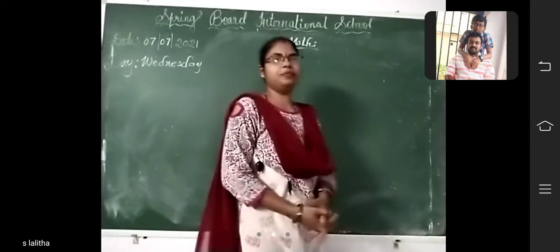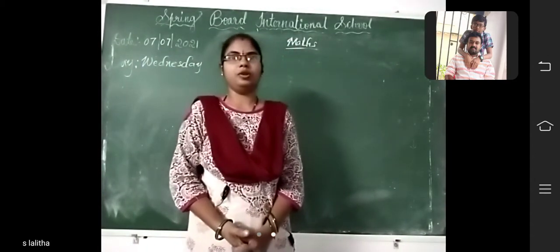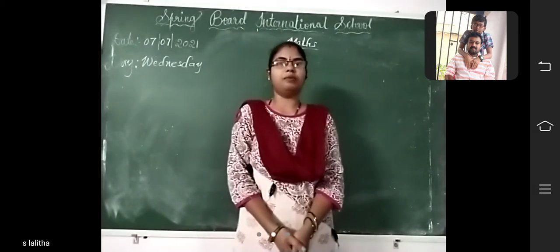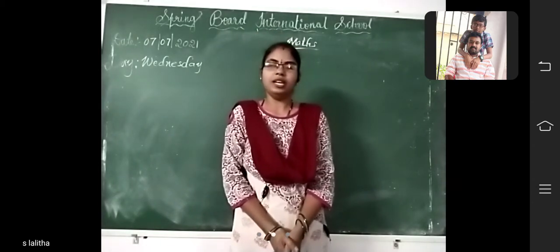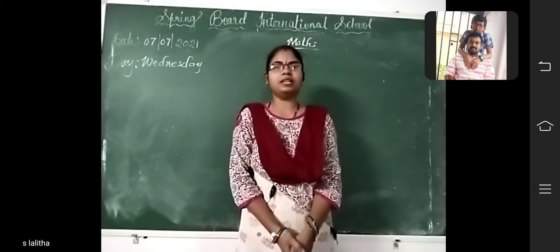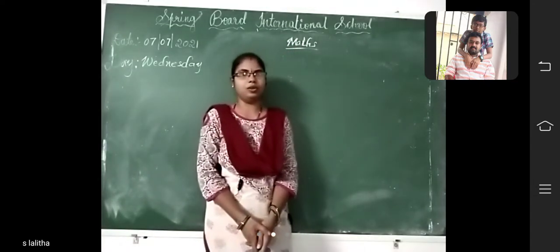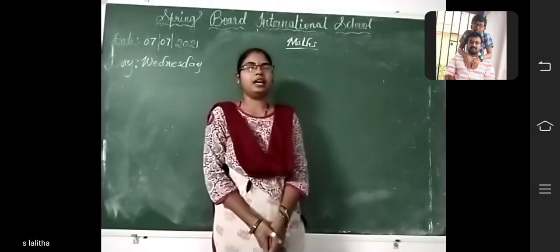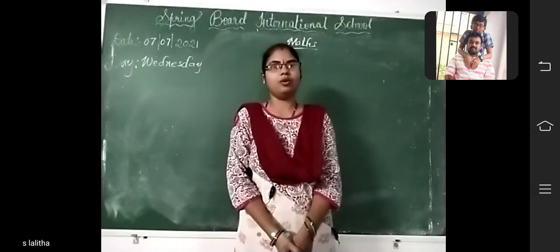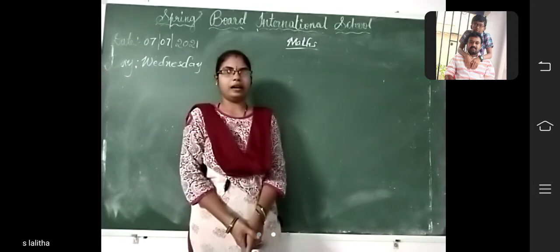Okay, good morning, children. So up to now, what did we learn? We learned about rational numbers. What are called rational numbers? The numbers which can be written in the form of p by q, where p and q are integers and q is not equal to 0, are called rational numbers.